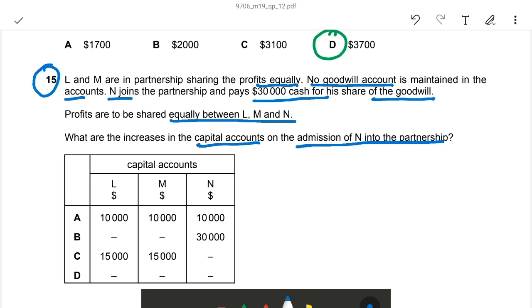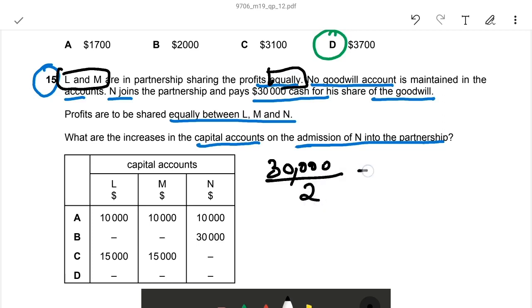N brings 30,000 into the partnership. But they decided that goodwill is not maintained in the books of accounts. So the old partners will divide this goodwill. Old partners L and M were sharing equally, so both of them will get 30,000 divided by 2, which is 15,000 each. The old partners are L and M. So A is wrong, and C is the correct answer.